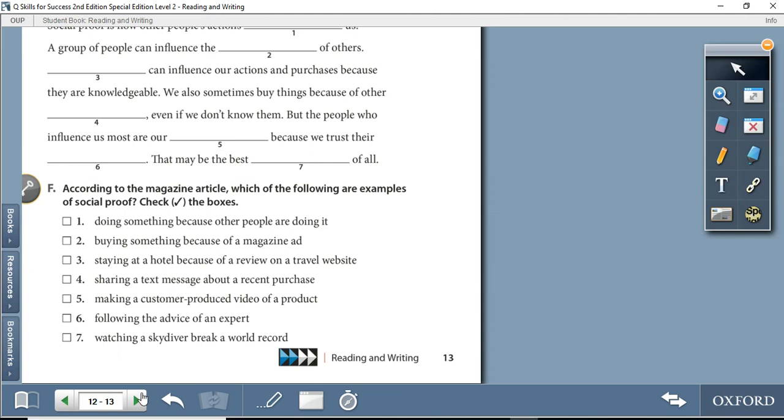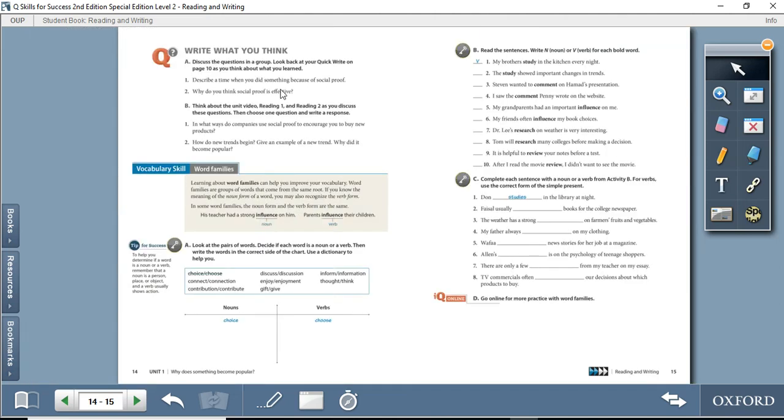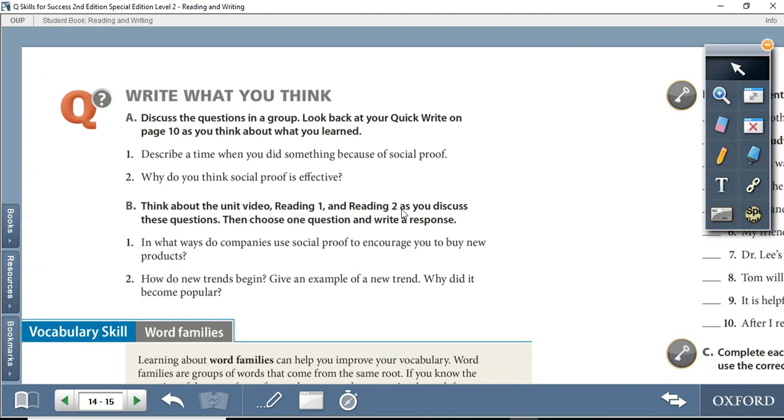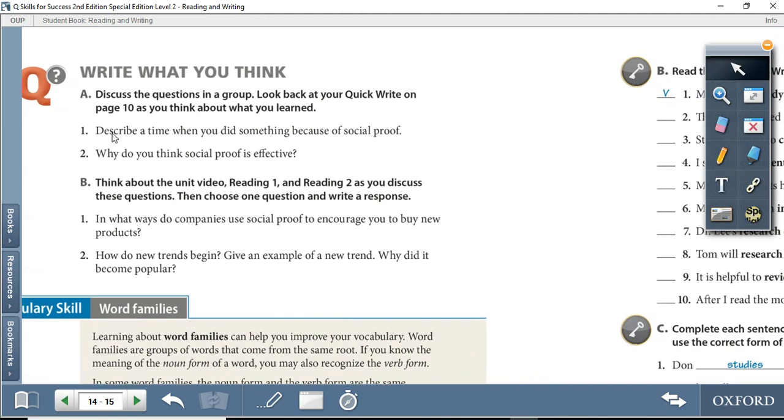And check number 6, following the advice of an expert. Moving on to page 14, write what you think. Now, first of all, as usual, you need to discuss some questions in a group. Look back at your quick write on page 10 as you think about what you learned. The first question: describe a time when you did something because of social proof. If you were influenced by any of the examples mentioned in the article, discuss this question with a colleague or in a group.